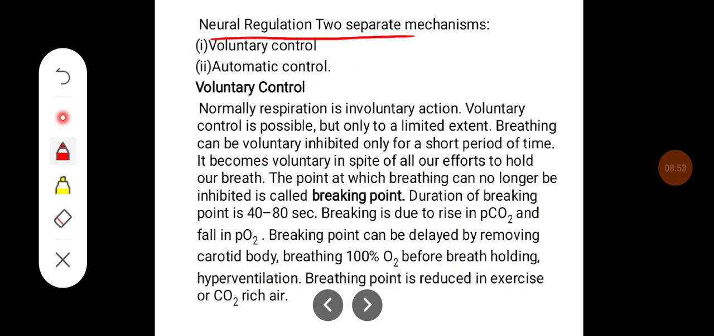Neural regulation, that is, the two separate mechanisms, are the voluntary control and automatic control.